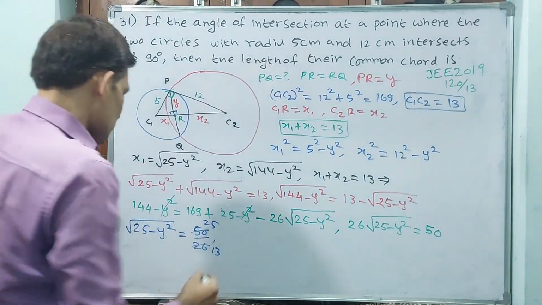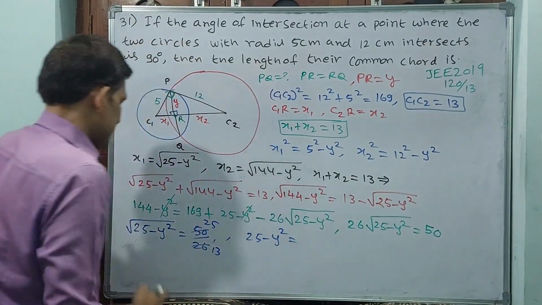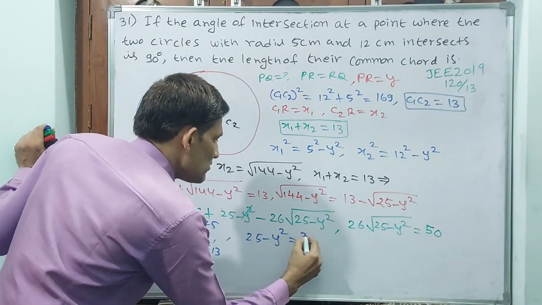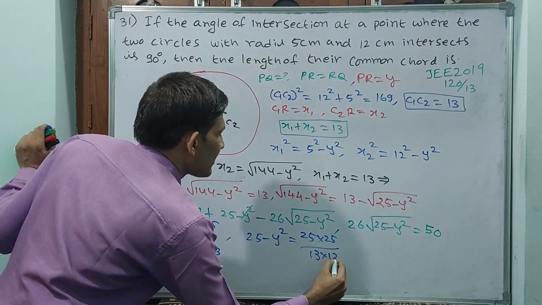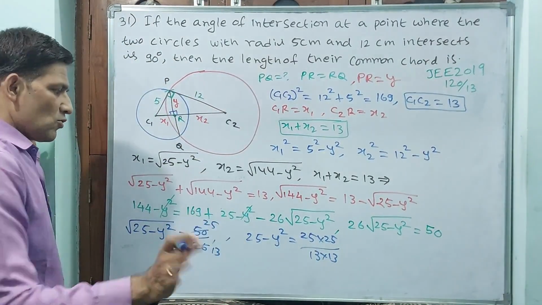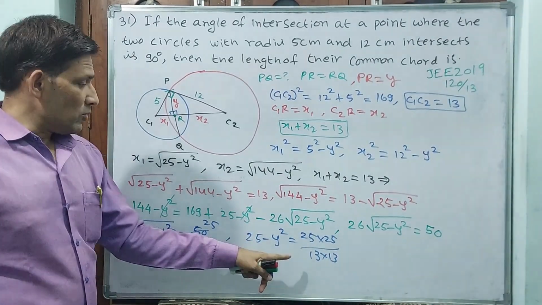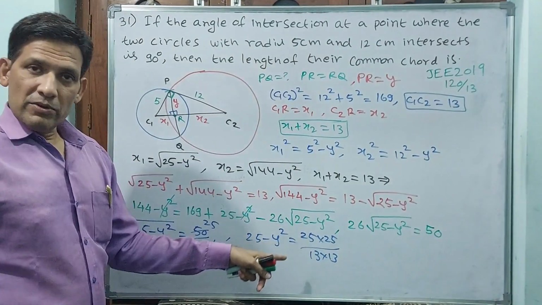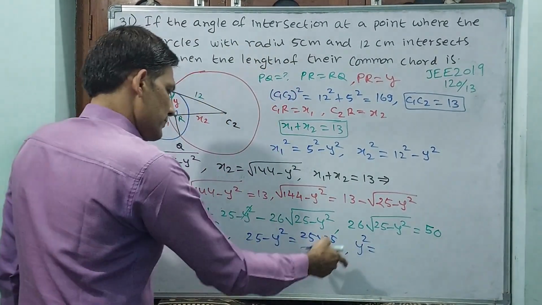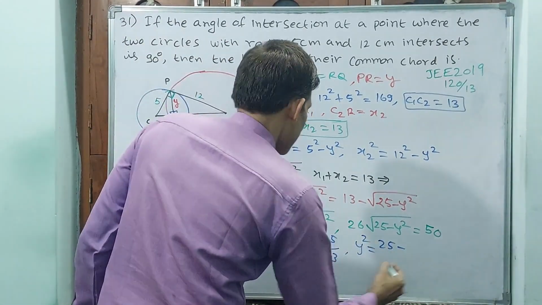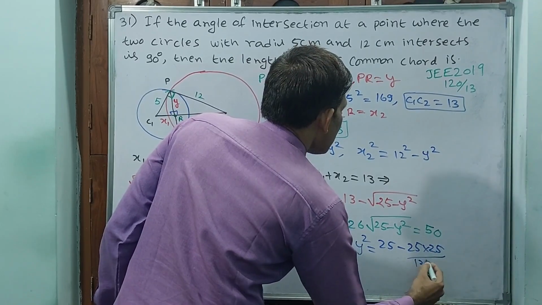Now I will square both sides. If I square both sides, this side 25 minus y square it will be, but this side 25 into 25 by 13 into 13. See, I have written like this. Don't make 169 into 625. Now if you are able to find y square, automatically 2y will be your answer. Let us find y square. That means y square is equal to 25 minus 25 into 25 by 13 into 13.